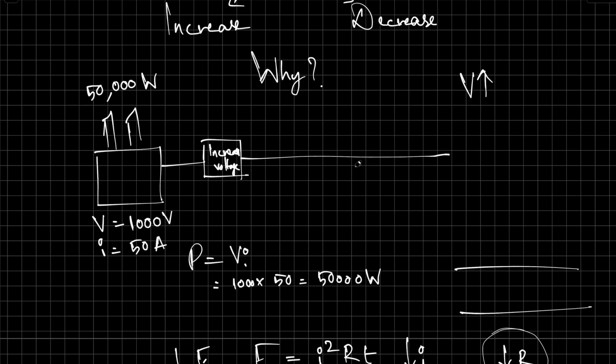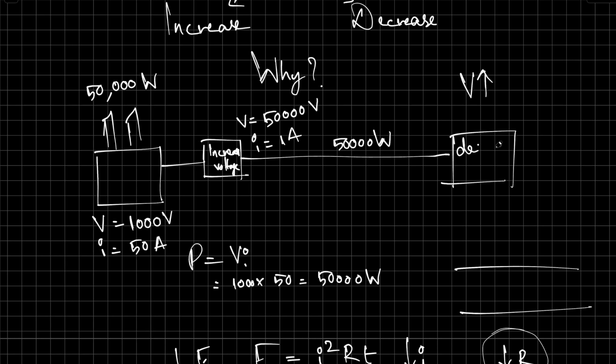Then we are transferring this power, 50,000 watts. There is no change in the power, we're just changing the current and the voltage. We have increased the voltage to, let's say, 50,000 volts. That's the voltage now. Current is just 1 amp. If you multiply these two numbers, you'll still get 50,000 watts. But we need to lower the voltage before transferring to different houses for safe use at home. Decrease voltage. So the same power can be transferred to different houses.